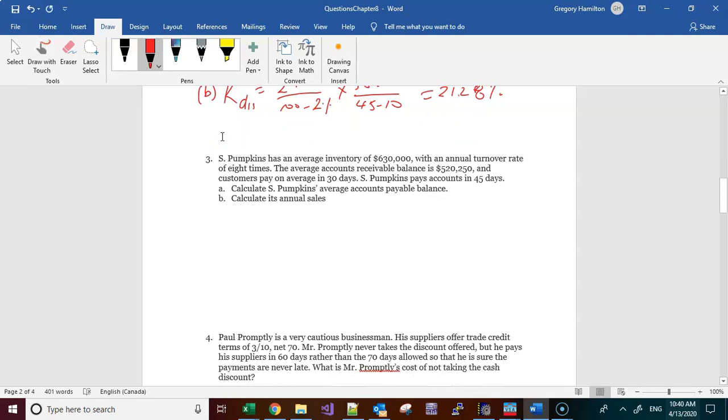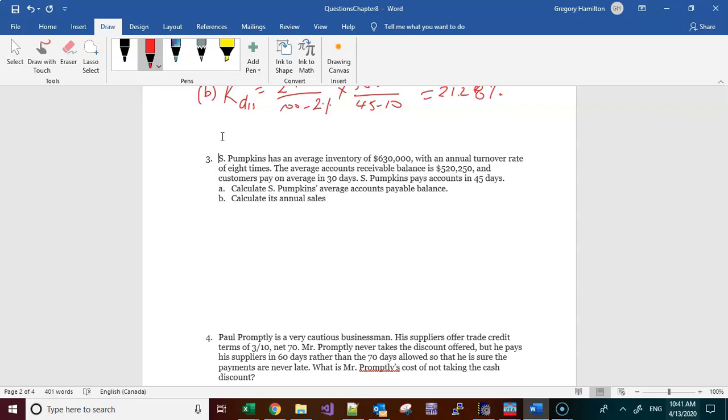So what about question number 3? Question number 3 says S. Pumpkins has an average inventory of 360,000 with an annual turnover rate of 8 times. So it tells us the average inventory and the annual turnover rate, which is 8 times. It says the average accounts receivable balance is 522.50 and the customers pay in an average of 30 days. S. Pumpkin pays in 45 days.